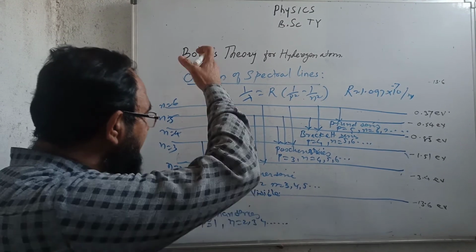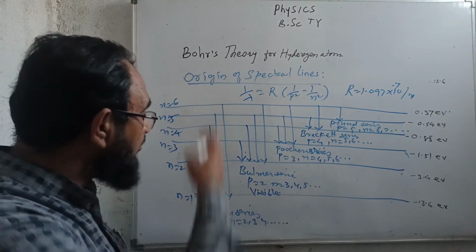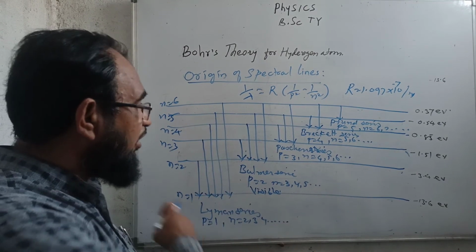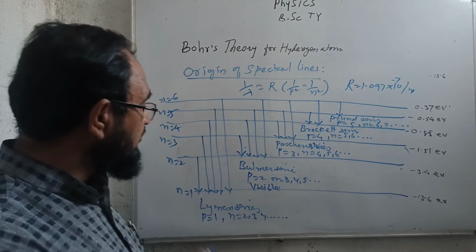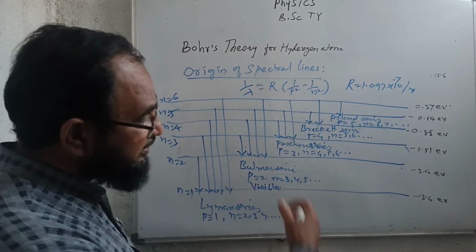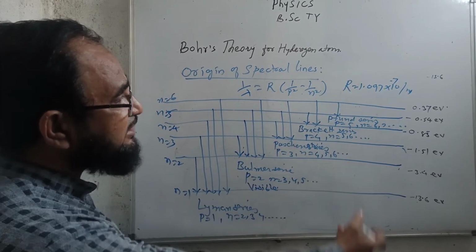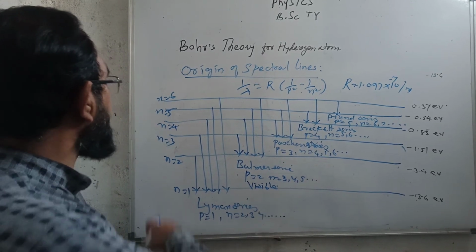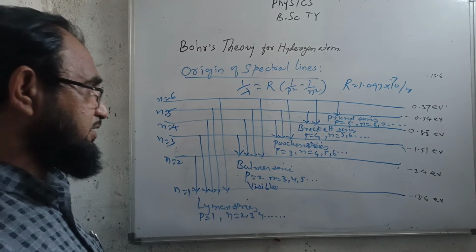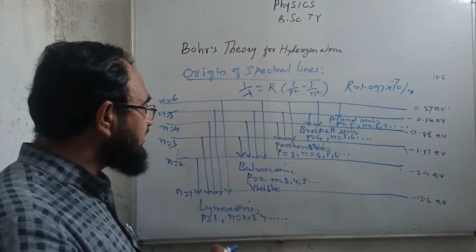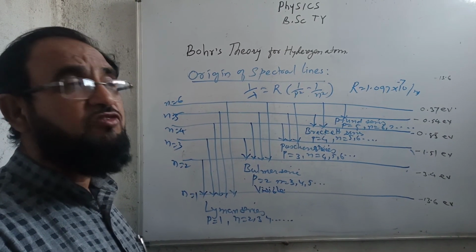So these vertical lines here denote the jump of the electron from higher orbits. Horizontal lines here denote the orbit of the atom. The figures to the right hand side indicate the energy, and figures to the left hand side indicate the quantum number of the orbit. Okay, so this is known as the energy level diagram for the hydrogen atom.